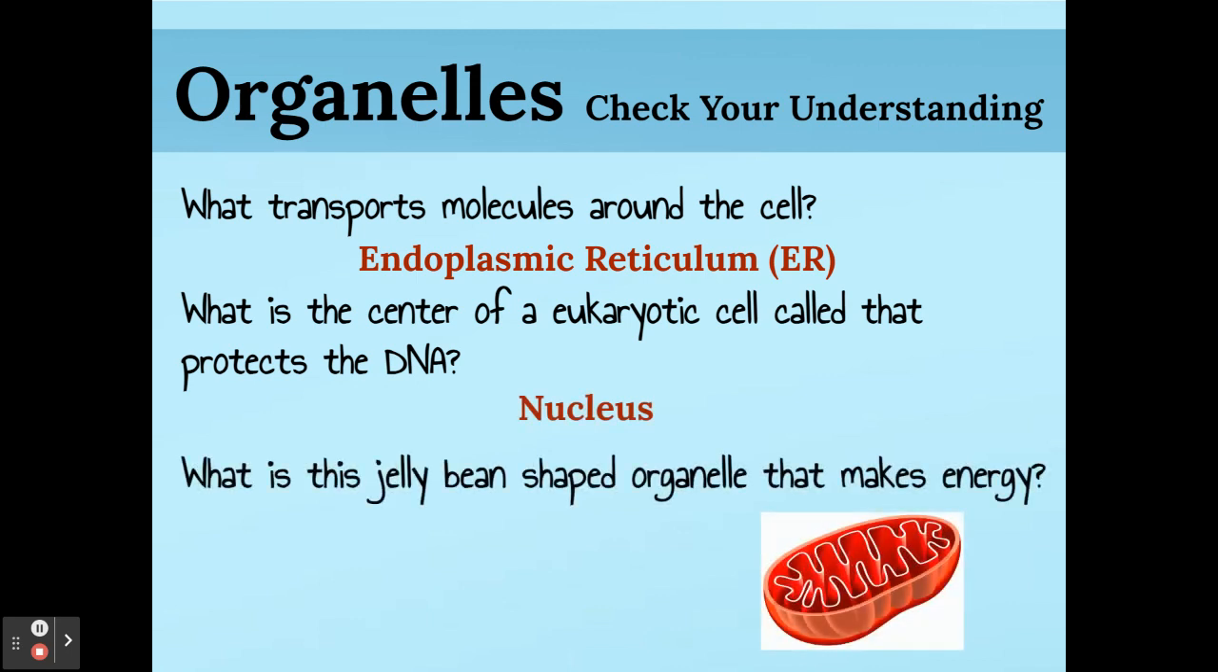What is this jelly bean shaped organelle that makes energy? So that's the powerhouse of the cell. It takes glucose, it breaks it down into ATP energy, and that's going to be the mitochondria. So the actual process that this organelle does is called cellular respiration. Takes sugar, uses that to make energy for your body to use.